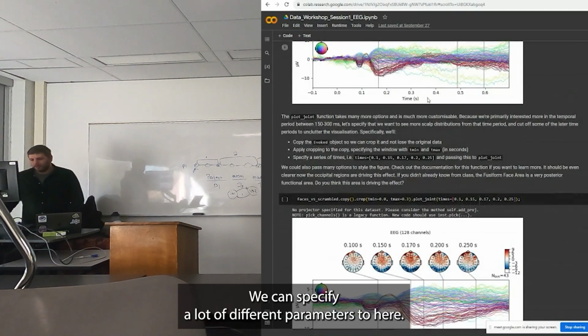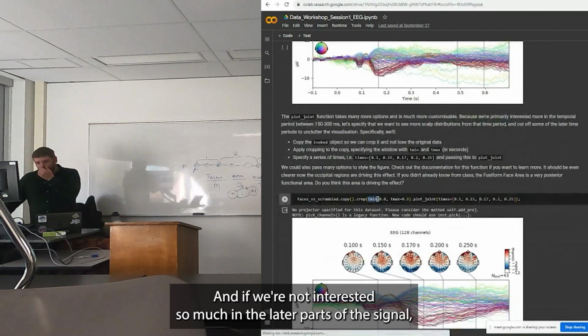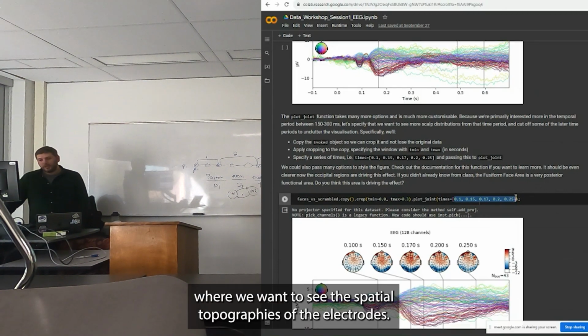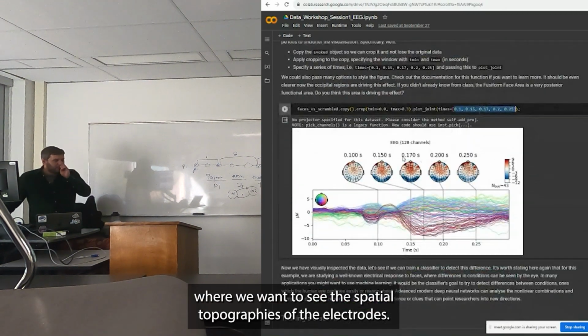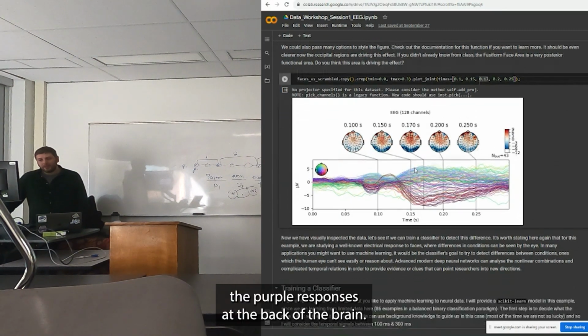We can specify a lot of different parameters here, and if we're not interested so much in the later part of the signal, we can just set what we want our time min and time max to be, and we can specify where we want to see the spatial topographies of the electrodes afterwards. So here I've specified 0.17 seconds, 170 milliseconds, and you can see, as we saw in the purple response here, it's at the back of the brain.